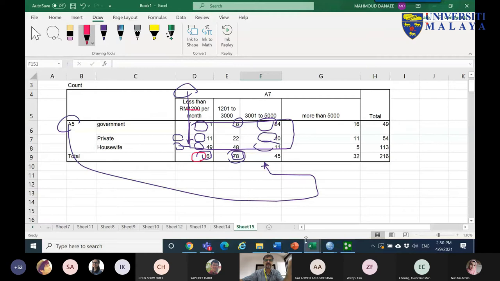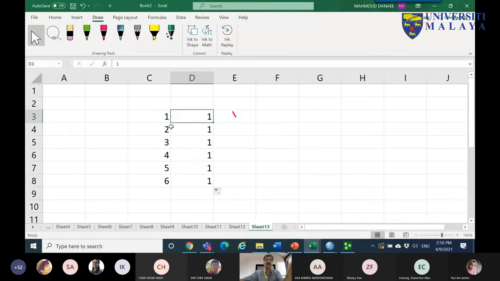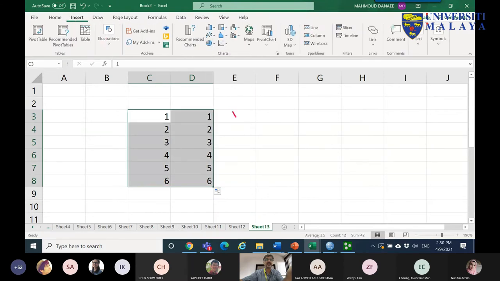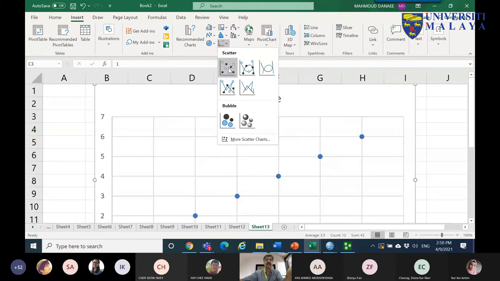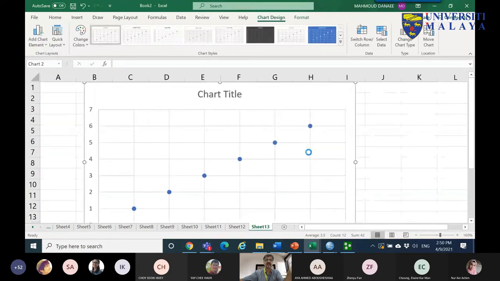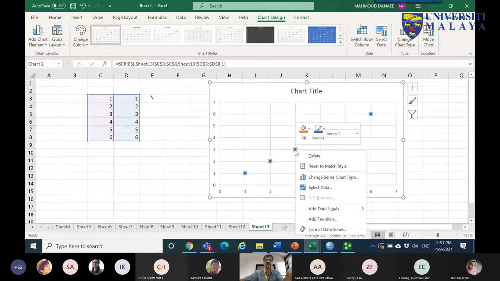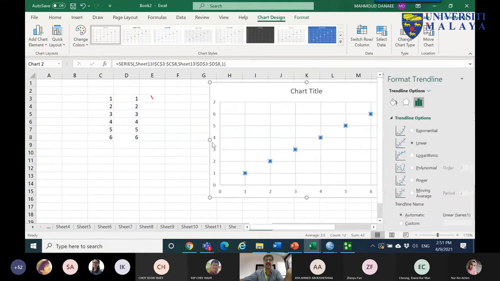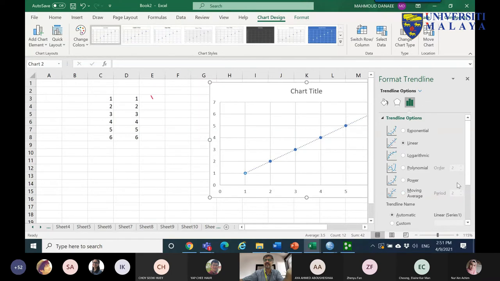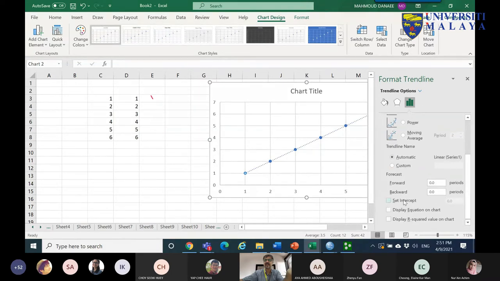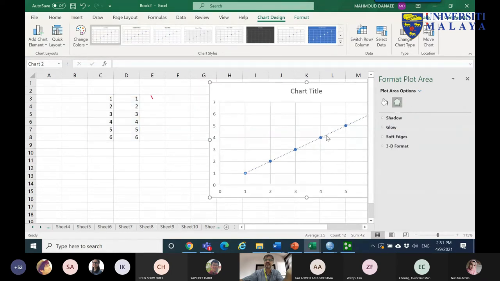What happened? Okay. Now, if I draw this line, insert, scatter plot. So this is the scatter plot, right? This is called the scatter plot. I can draw the line, add trend line. This is the line. This is the linear regression. So I can draw the line. So this is the line.